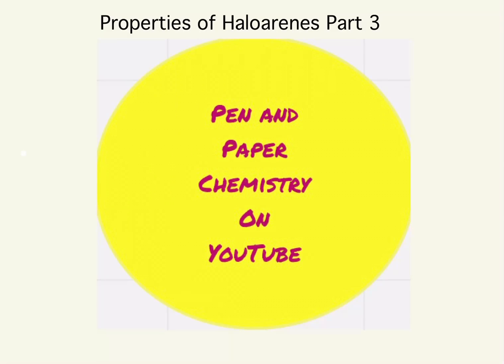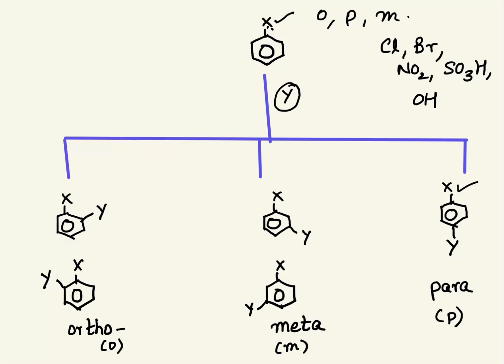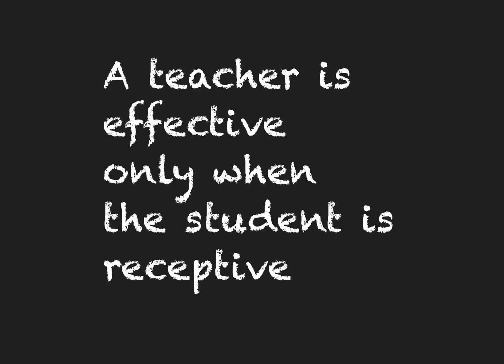Our topic for this video is the properties of haloarenes, and we are continuing with part 3. We have already discussed why haloarenes are less reactive towards nucleophilic substitution. We've also spoken about ortho, meta, para. If you have missed any of this, you will find it in the previous 2 videos.